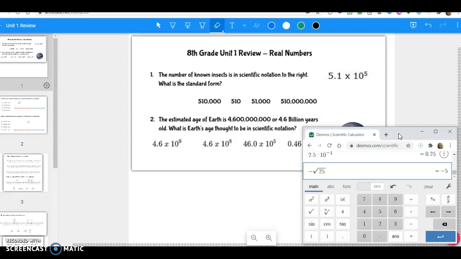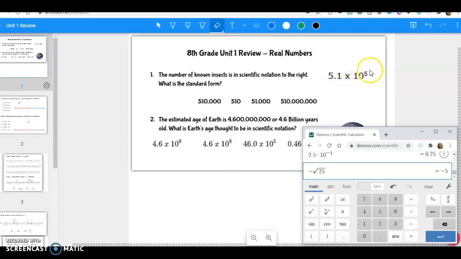So number one, the number of known insects is in scientific notation to the right: 5.1 times 10 to the fifth power. What is the standard form? So we know with scientific notation we have two parts. Our first factor is a number between 1 and 10, which we have here at 5.1. Then we have an exponent, positive or negative, with your base 10.